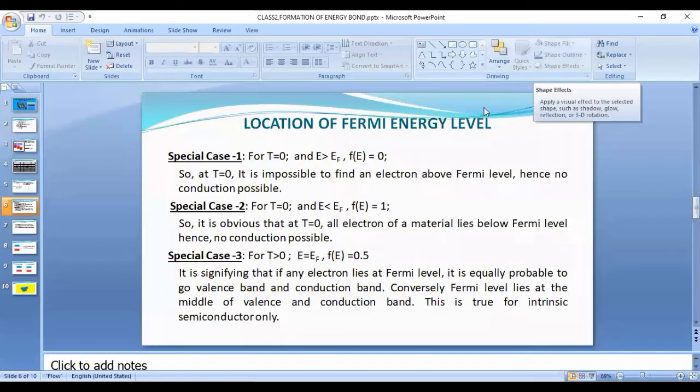Another conclusion I can make from here: if absolute temperature is 0, all the electrons should lie in the valence band. That means there is no electron available above the Fermi level. That means all electrons should lie inside the valence band. So no material is going to conduct. So safely I can say, if absolute temperature is 0, whether it is semiconductor, insulator, or even metal, nothing is going to conduct. Conversely, I can say, if absolute temperature is 0, everything in this world behaves like an insulator.